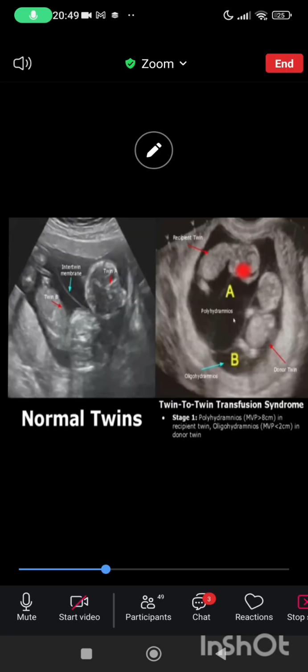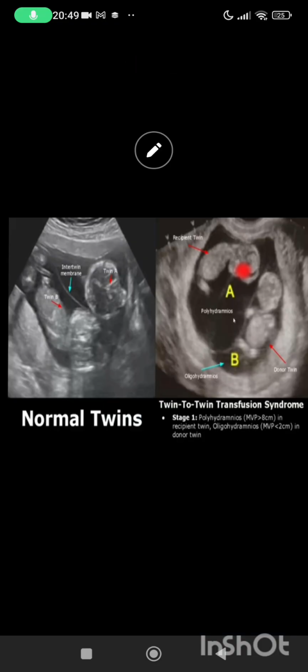In stage 1, there is a difference of amniotic fluid. Okay. In twins, what is the method to measure the amniotic fluid? Anyone?